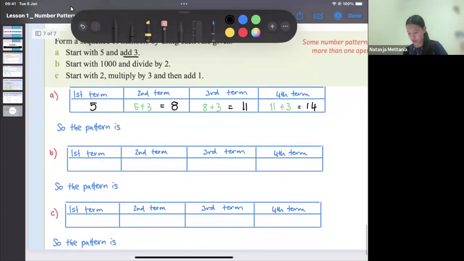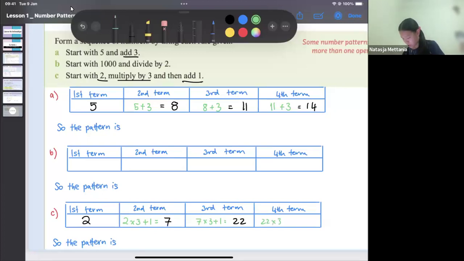Right, question C, it says start with 2. So I'm going to start off with 2. Multiply by 3 and then add 1. So let's do this. For the second number, I'm going to use the previous number, 2. I'm going to multiply it by 3 and add 1. So 2 times 3 gives me 6. 6 plus 1 gives me 7. Third term, 7 times 3 plus 1: 7 times 3 gives me 21, plus 1 gives me 22.